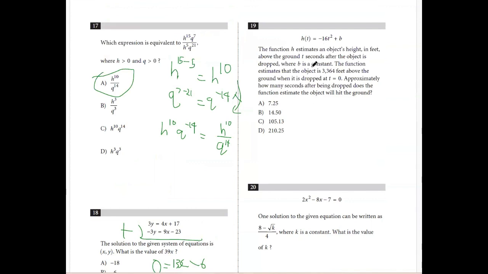19. The function h estimates an object's height in feet above the ground t seconds after the object is dropped, where p is a constant. The function estimates that the object is 3364 feet above the ground when it is dropped at t is equal to 0. Approximately how many seconds after being dropped does the function estimate the object will hit the ground? Okay, so let's just plug 0 here, and this is equal to 3364. So B is 3364 because the 16 goes away.